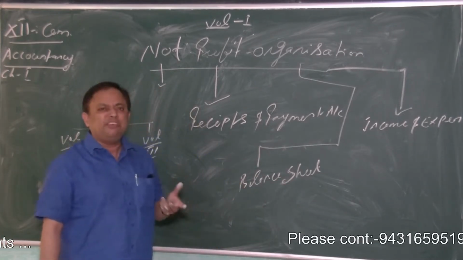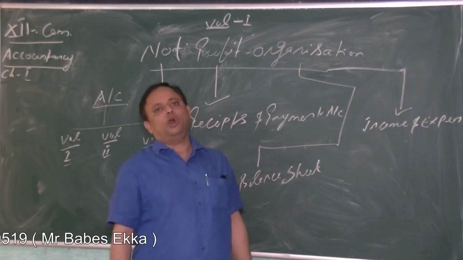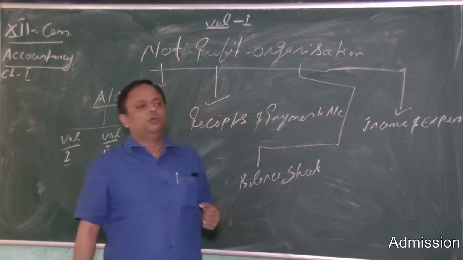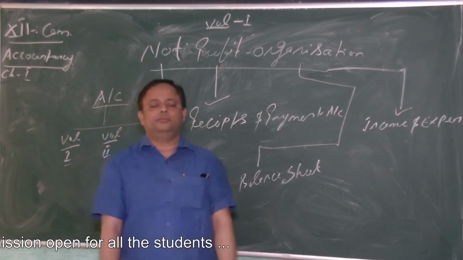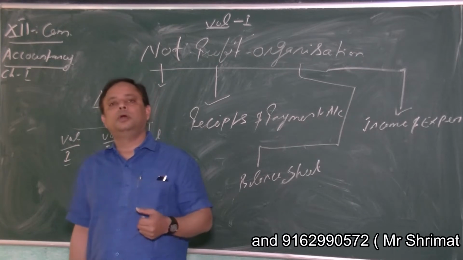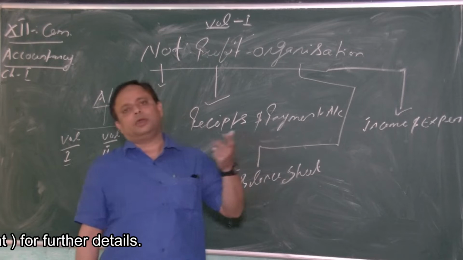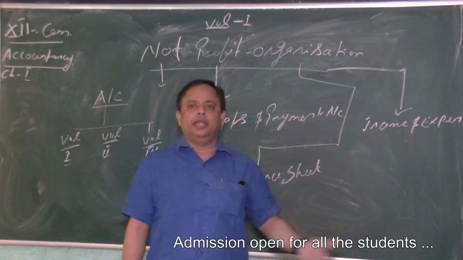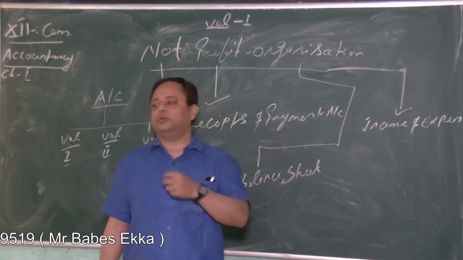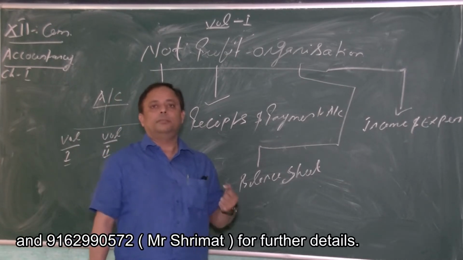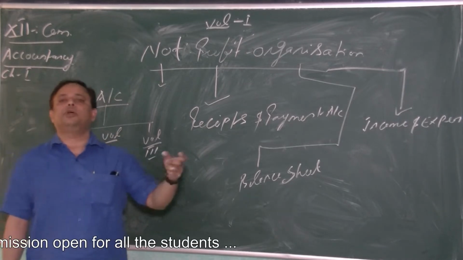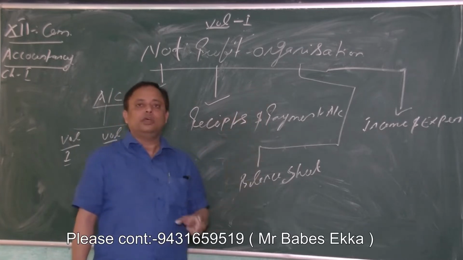The question now arises: what are the main sources of funds of non-profit organizations? The main source of a not-for-profit organization is subscription. What is the meaning of subscription? That means chanda. Suppose you have a library organization. In the library there are expenses: purchasing books, payment of staff, payment of rent. Where is the money coming from? What is the source for paying rent, salary, and purchasing books? You receive resources from subscriptions from the members of your organization and other persons. So the main source of a non-profit organization is subscription.